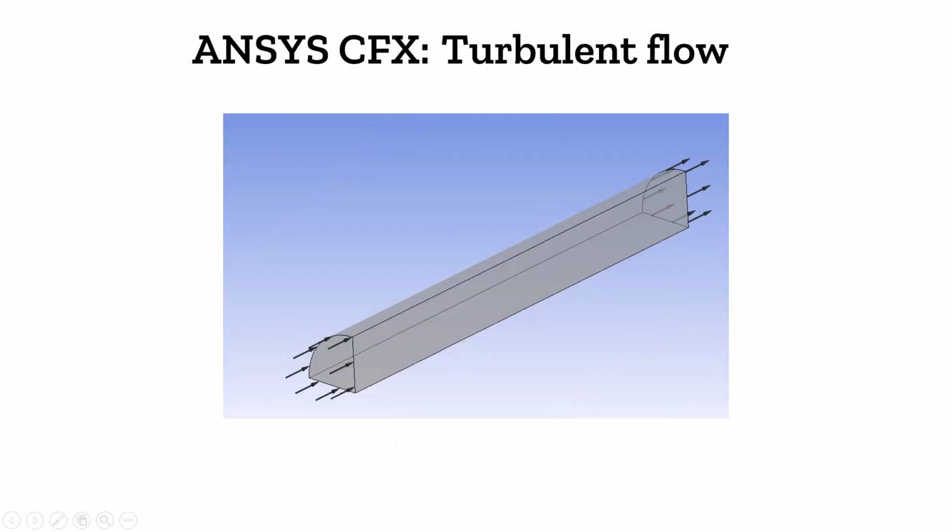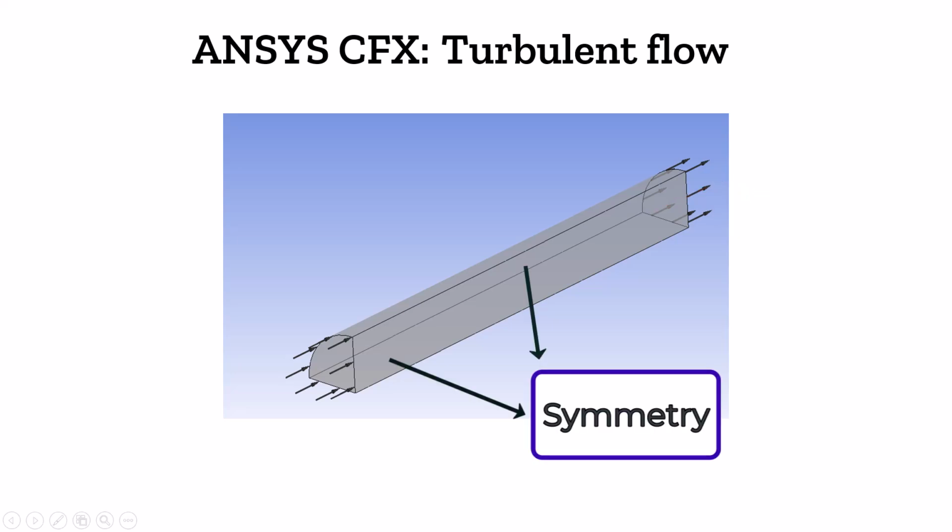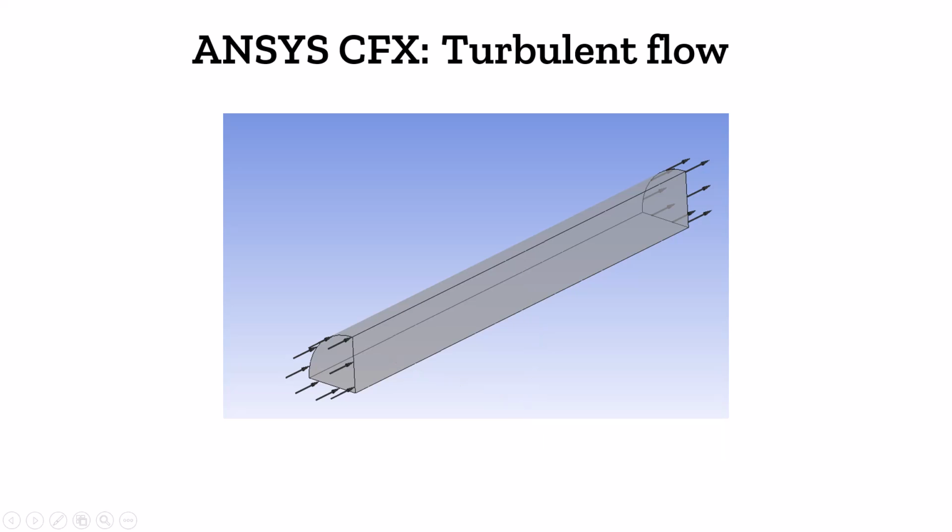Hello and welcome. In this video, I'm going to show you how to model turbulent flow in a pipe using ANSYS CFX. In this model, fluid enters through the inlet and exits through the outlet. Because the geometry is symmetric, we'll model only a 90-degree section of the pipe to simplify the simulation. Let's move into ANSYS CFX and get started.